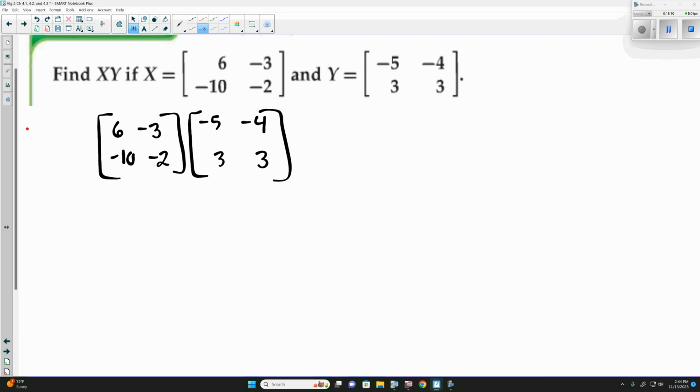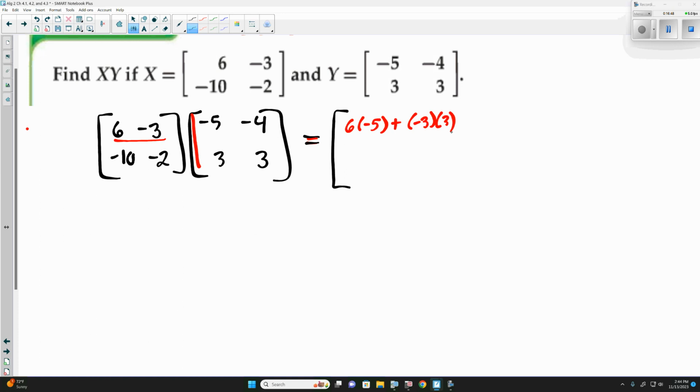So when we multiply two matrices together, what we're going to do is something I call over down. So what we're going to do is multiply the first row by first column. So we do 6 times -5 and add to it. So the next number in our first row is -3. Next number in the first column is 3. So we have -3 times 3.